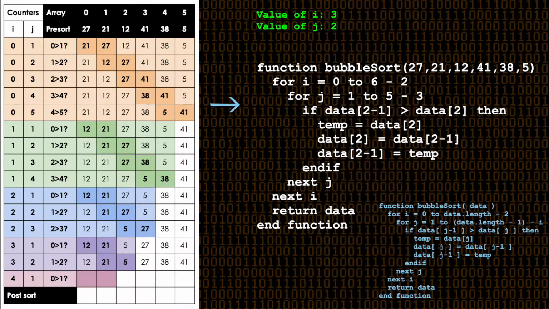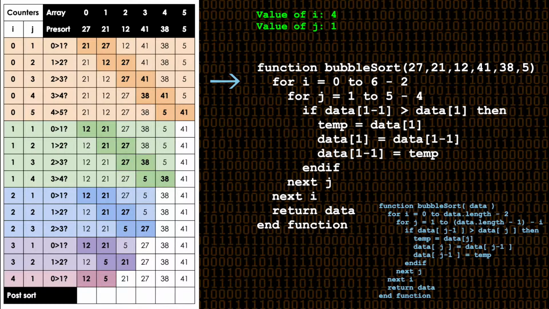Now we're going to check if what's in the element before 2, which is 21, is bigger than what's in element 2, which is 5. 21 is bigger than 5, so do the swap. Now j is bigger than the criteria for the for loop, because j now has the value of 3, so we end that for loop, which is outside the condition, and we move on round.